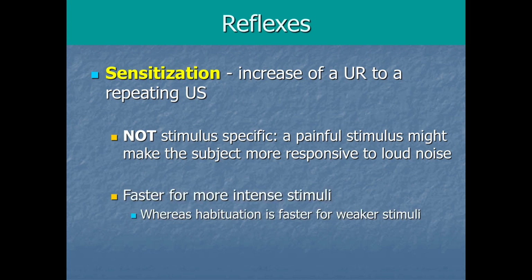Also, sensitization is faster for more intense stimuli. Think of it like strong shocks will sensitize a horse faster than weak shocks. Habituation works the opposite. Habituation is faster for weaker stimuli. In that case, a baby will get used to a somewhat loud noise that keeps happening much faster than the baby would get used to a very loud noise that keeps happening. That would be slower for habituation.